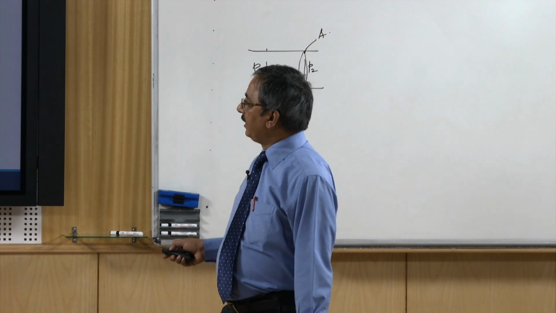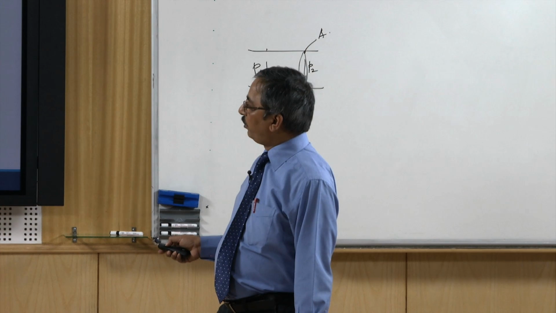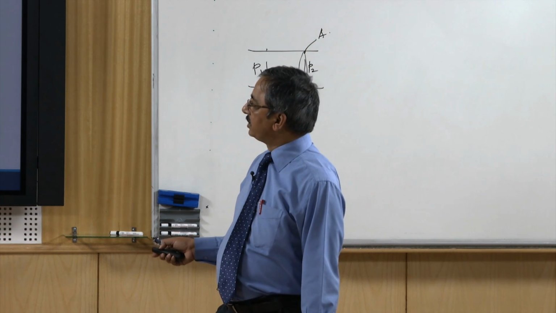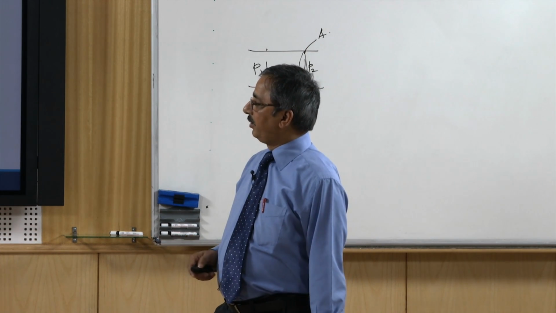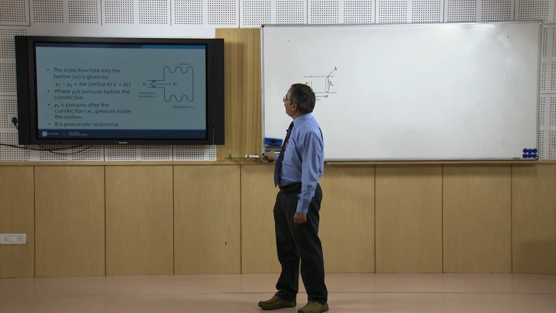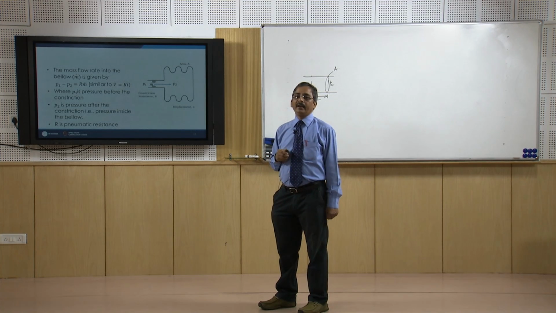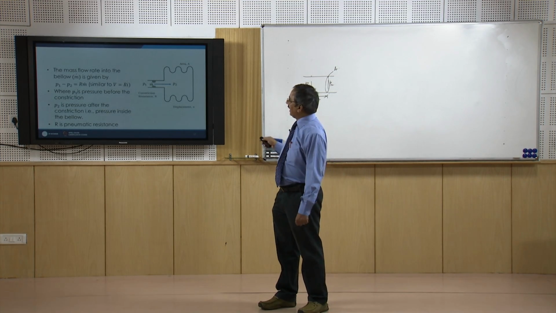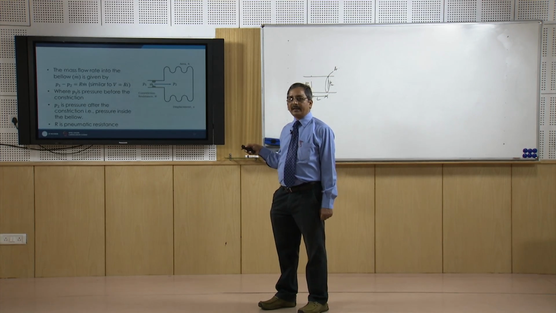So, as I said here pressure P1 is the pressure before the constriction and P2 is the pressure after the constriction, or we can say that P2 is also the pressure inside the bellow and R is the pneumatic resistance. So, what we did, we defined here for this case the pneumatic resistance, and next we will be defining the pneumatic capacitance.